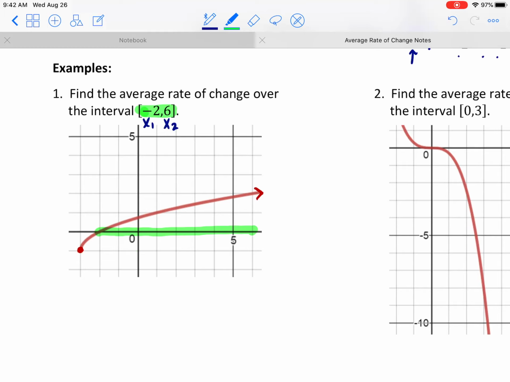So what I want is the starting point of the graph on that interval and the ending point of the graph on that interval. So the starting point happens to be here, and the ending point happens to be, oh, that's 5, just kidding.